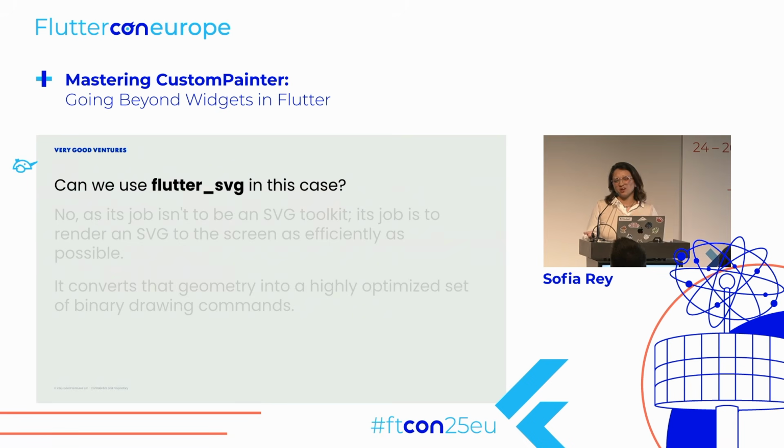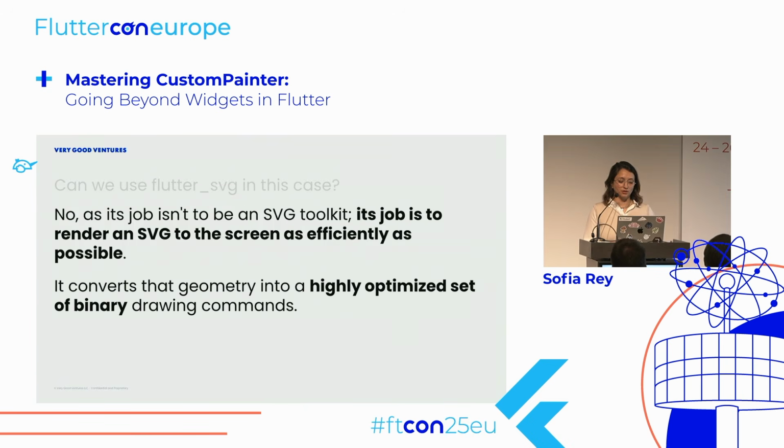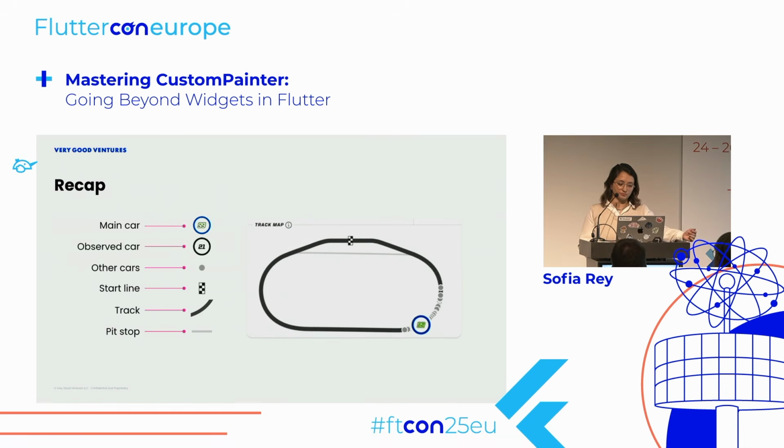You may ask, can we use Flutter SVG in this case? Because it's the most popular package when working with SVGs in Flutter, right? But the thing is that no, we can't, as it's not an SVG toolkit. Its job is just to render the SVG as fast as possible. So in the background, it's just the binary commands that we can't control. So in this case, it wasn't useful.